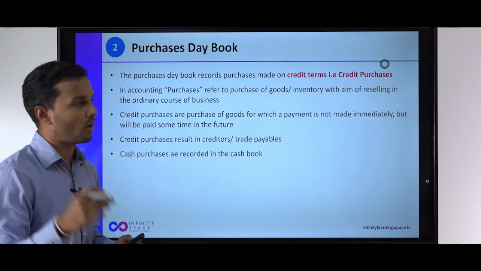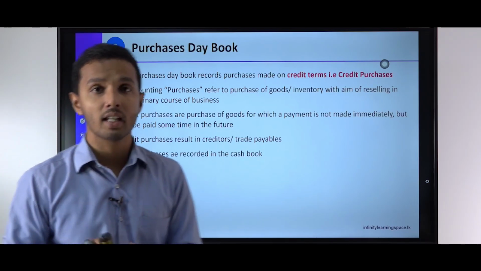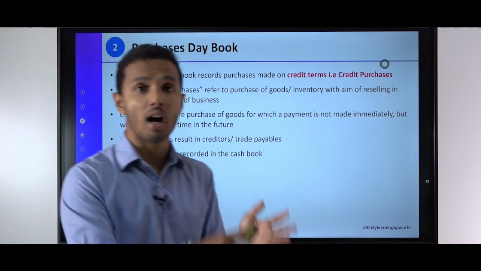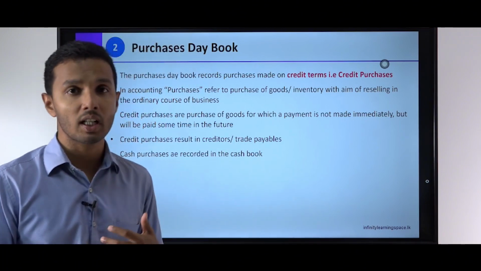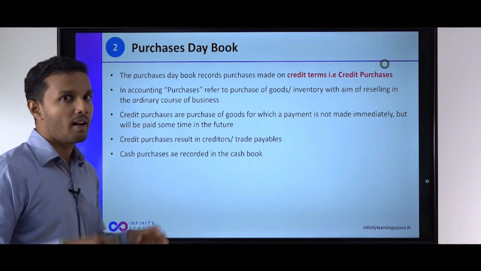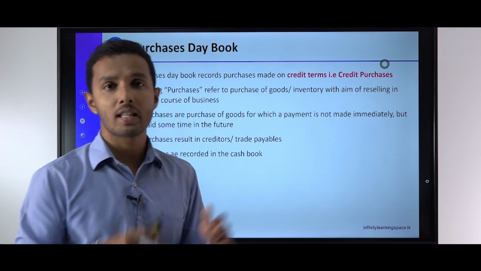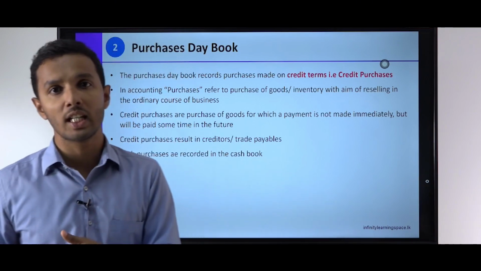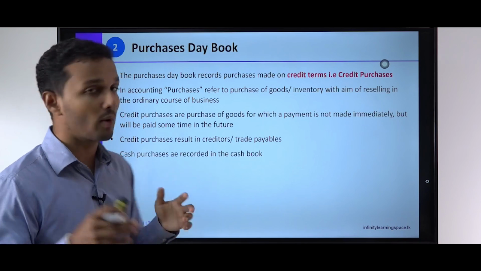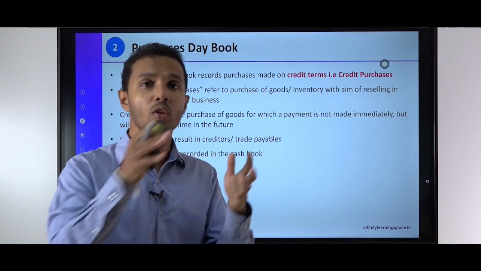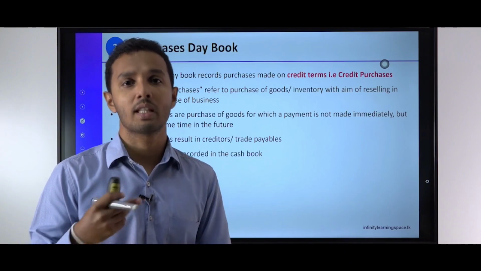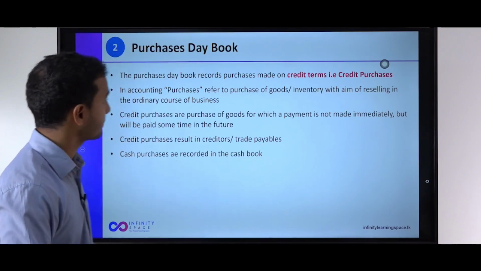Now if the wooden furniture manufacturer buys a car on credit, to be used for administrative work, that will not be recorded in the purchase day book because the wooden furniture manufacturer doesn't buy cars with the intention of selling them to customers. That's not their business. So in the purchase day book, we only record purchase of goods on credit in our normal course of business, what the business normally does.